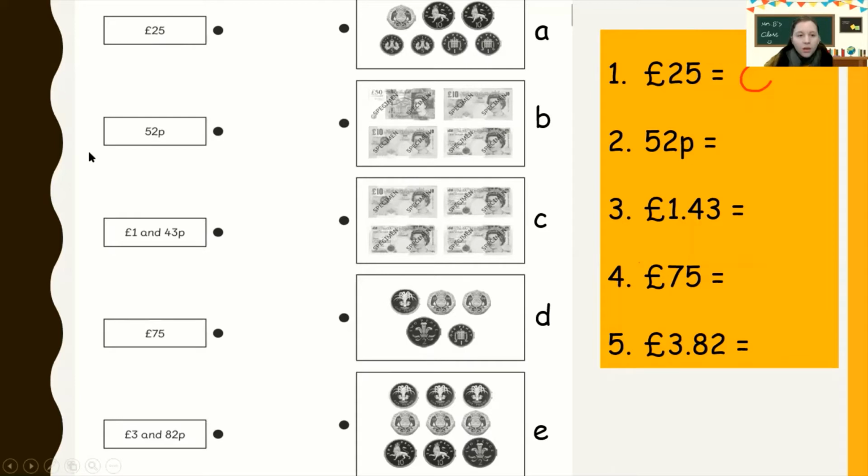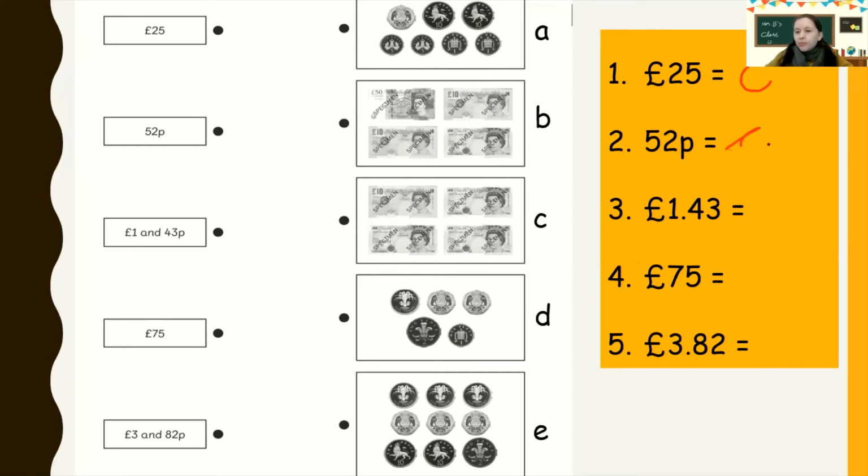Okay. 2 is 52 pence. So I'm not going to look at notes this time because we're looking for pence. So let's start with the top one. We've got 20. Add 10 is, that's right, 30. Add another 10 is 40. Add 5, 40, add 5, 45. Another 5, 50, that's right. Add 2 more pennies, 51, 52p. So 52p is the letter A.